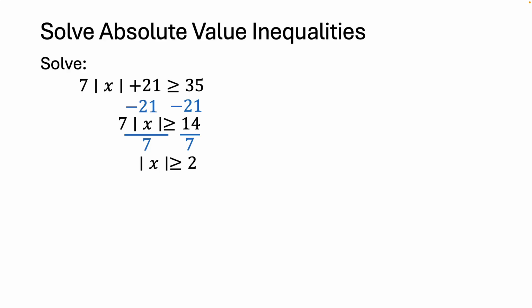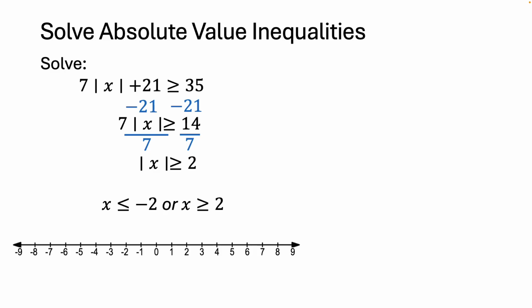Now if we check our value of a, we can see that a is positive. So we know this has a solution, but it's not all real numbers. Let's keep going. If we rewrite this into inequality form, it would be x is less than or equal to -2 or x is greater than or equal to 2. Now let's graph it on the number line.